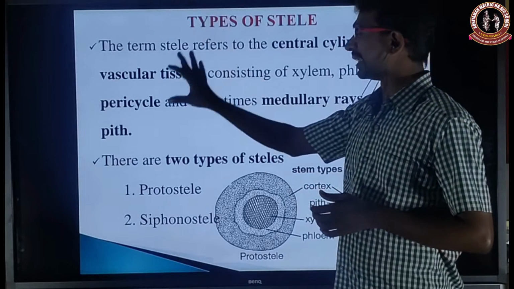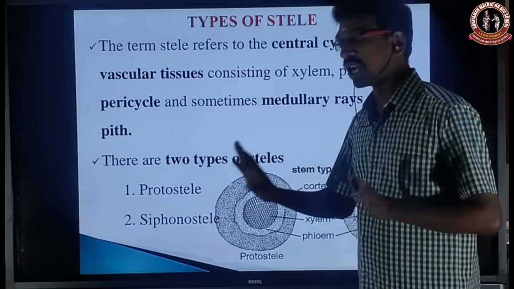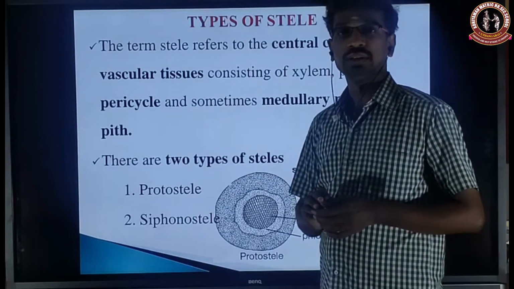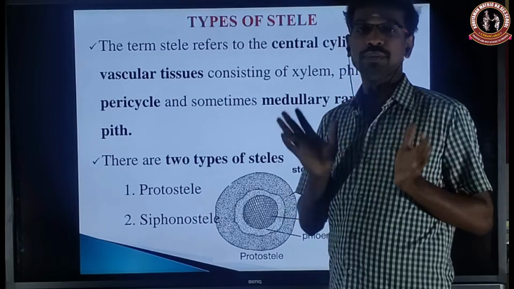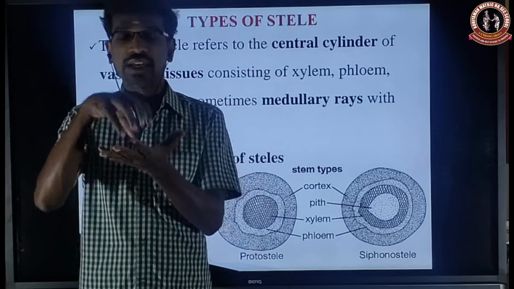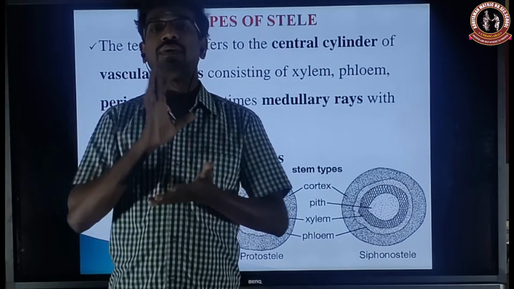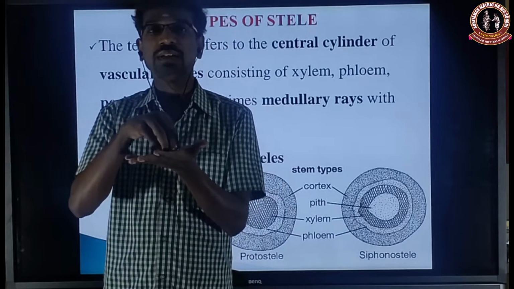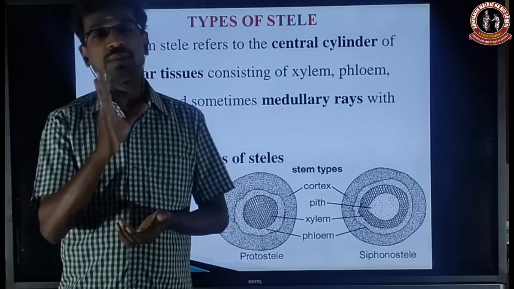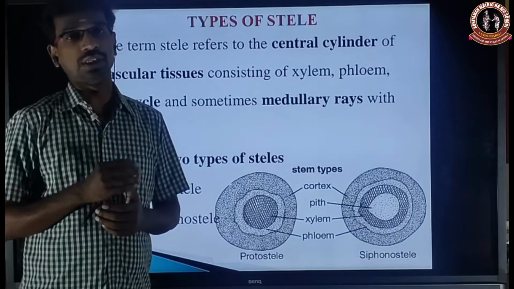So the stele is broadly classified into two main categories, protostele and cyclostele. What is the protostele? Proto means primitive. It is a primitive stele. The center is xylem, surrounded by phloem. That means xylem at the center, and outer to the xylem, the phloem is present. There is no pith. Pith is absent. That is a protostele, or primitive stele.